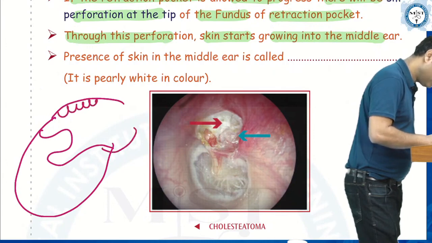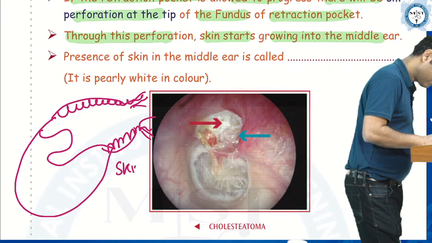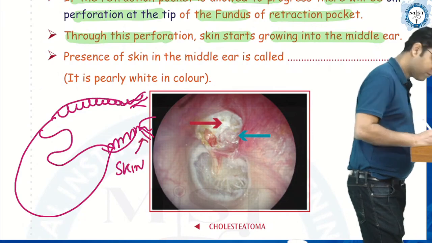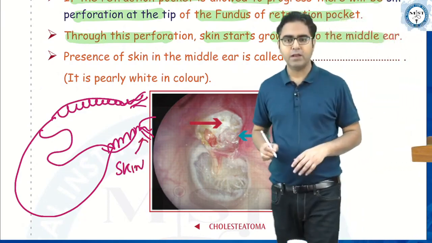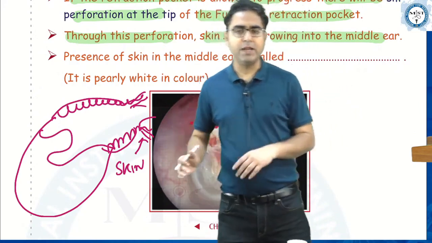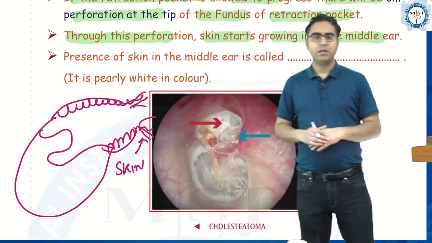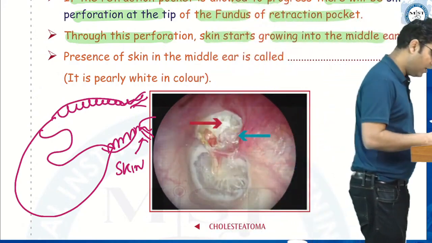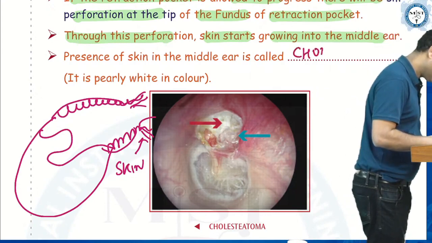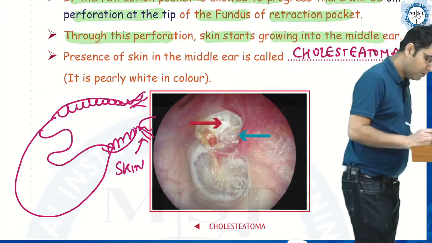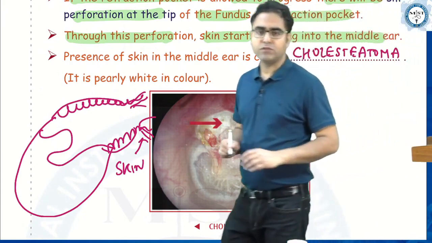All of you draw it. This is skin. The skin starts growing in the middle ear. The presence of skin in the middle ear is called cholesteatoma.